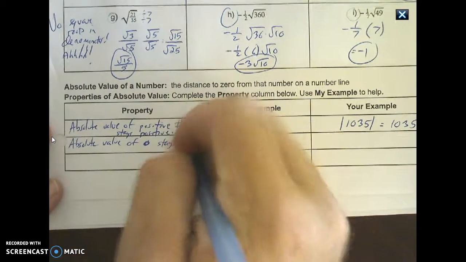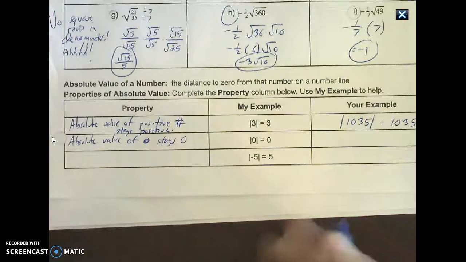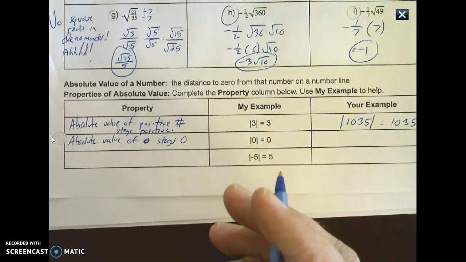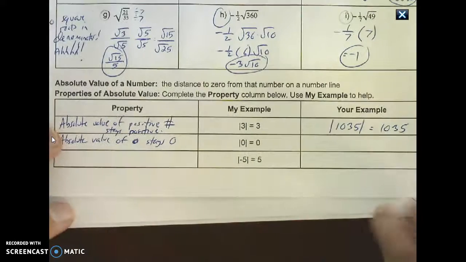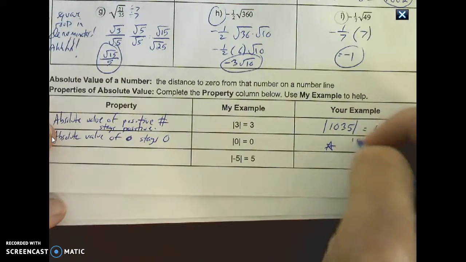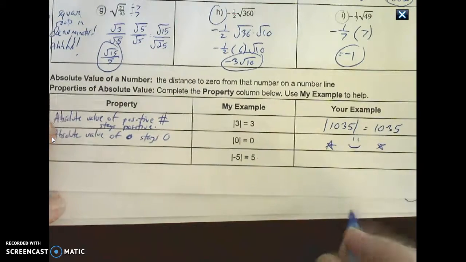Okay, the absolute value of 0 stays 0. Zero is nowhere, 0 is itself, so you're not any distance away from itself on the number line. So for your example, put a little star here, put a little smiley face because you don't put one down. Yay!